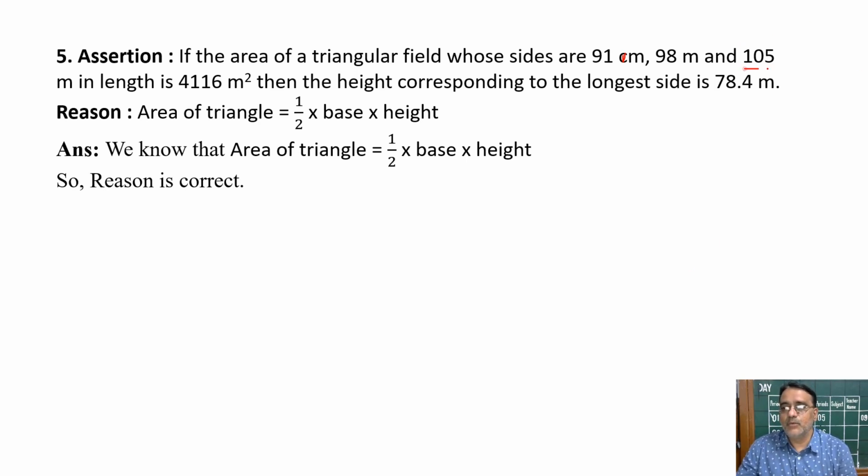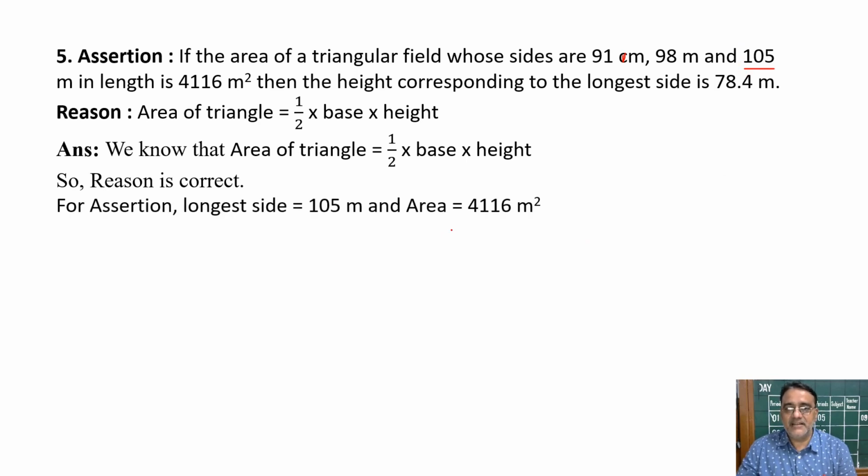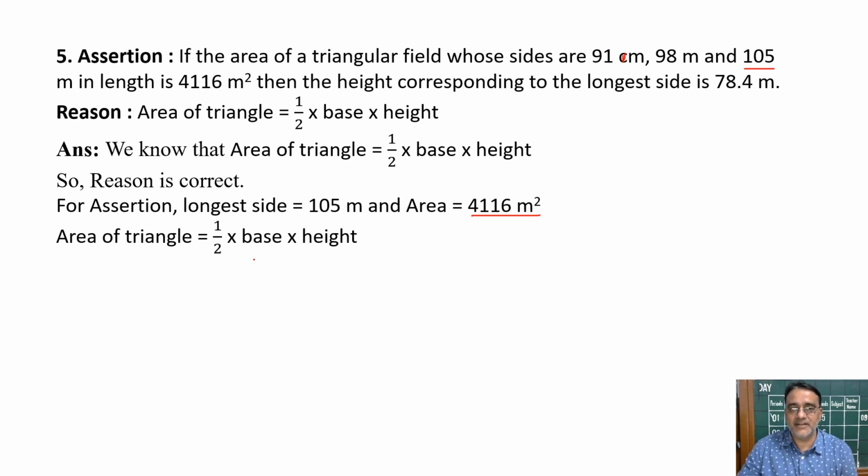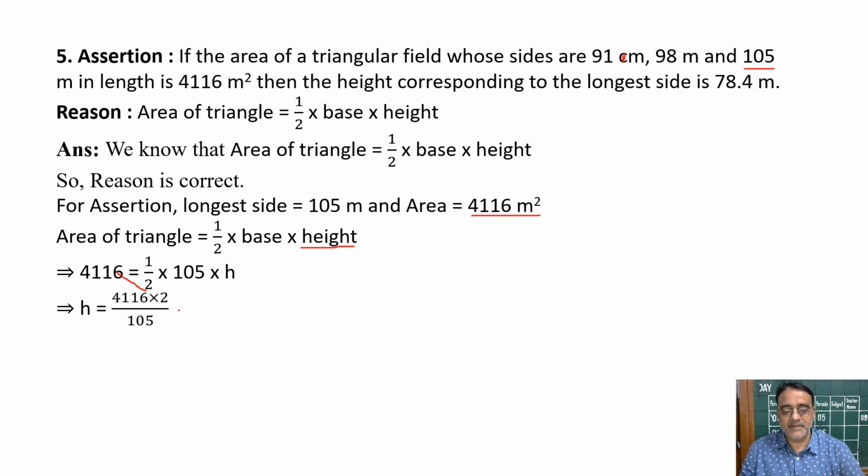Not sir. 105 meter. Right. And area is given 4,160. And we know that area of triangle is given by this formula, half into base into height. So 4,116 is equals to half into 105 into h, right? So h will be 4,116 into 2 divided by 105. If you simplify this, we'll get 78.4 meter, which is the correct answer.